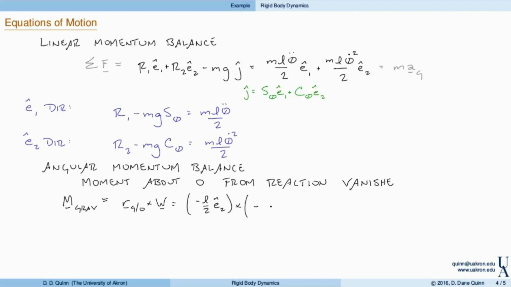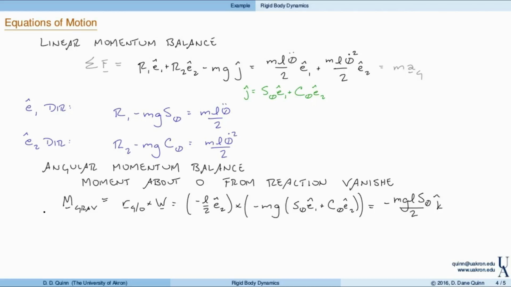The weight is minus mg in the j direction, right? But of course j was sine of theta E1 plus cosine of theta E2. And so when I evaluate this cross product, E2 cross E2 vanishes. E2 cross E1 is minus k and then actually 2 more minuses, so ultimately I get minus mgl sine of theta divided by 2 in the k direction.